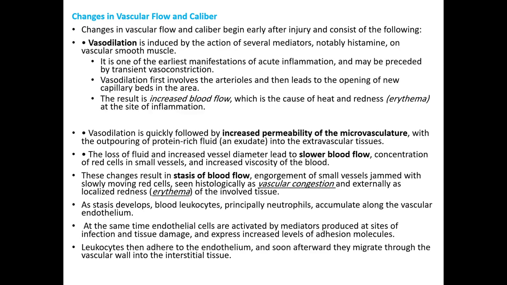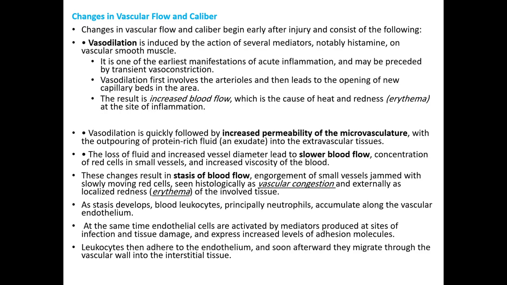It is important to note that one of the earliest manifestations of acute inflammation is vasodilation, and it may be preceded by a transient vasoconstriction. Usually it involves the arterioles and then leads to the opening of new capillary beds in the area. The result is increased blood flow, which is the cause of heat and redness, erythema, at the site of inflammation. Vasodilation is rapidly followed by increased permeability of the microcirculation with the outpouring of protein-rich fluid, which means the exudate, into the extravascular tissue.